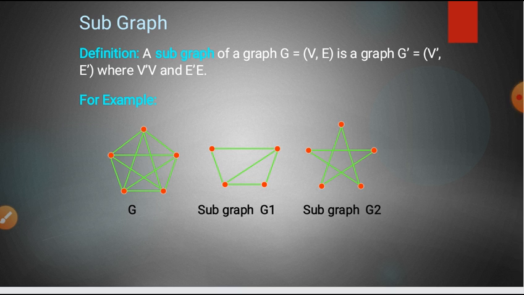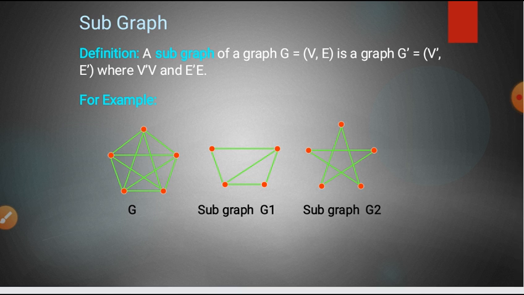So start with the definition of a subgraph. First we have to know what is the graph. Graph is a set of vertices and set of edges. So the combination of both is called a graph. So see the definition of a subgraph.